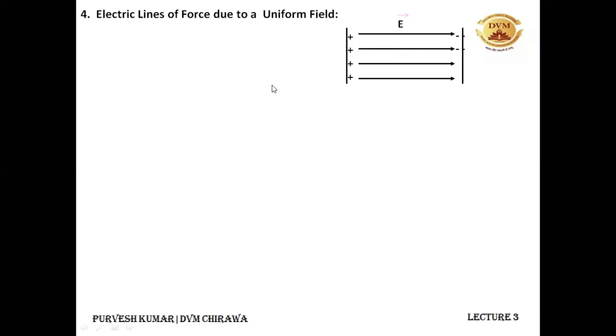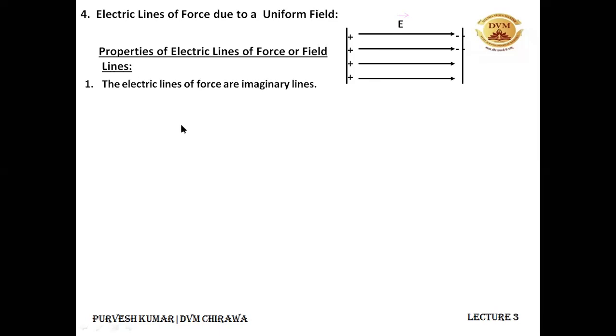Now we should learn some of the properties of the electric field lines, and these properties will help us derive various formulas and concepts later on in this chapter. The first property says that these are imaginary lines. They are not actually visible, but we have drawn them for our convenience. These are imaginary lines which represent the real situation.